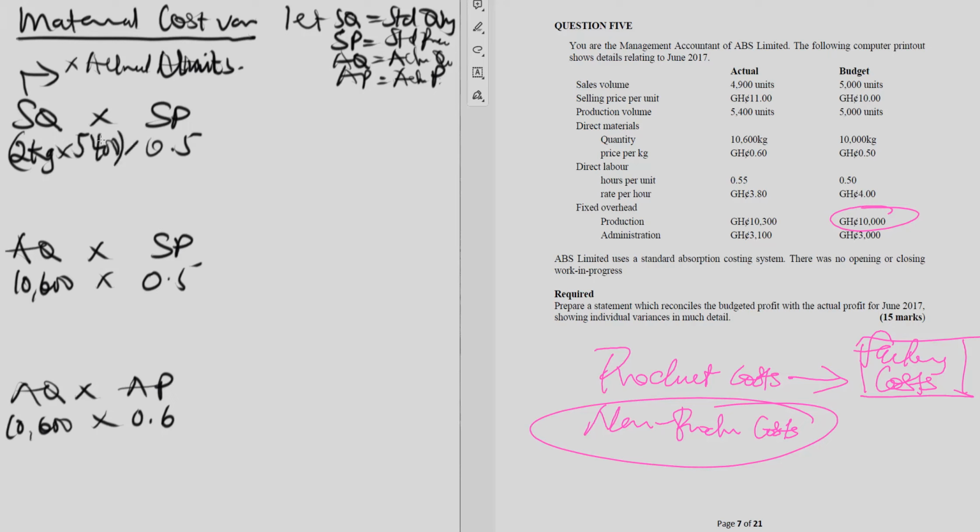Always make sure you remember to multiply by the actual units. So standard is always what we call the flexed. We flex it, we get the per unit, and now multiply by the actual units produced. So once we have this, we have our 2 kg by our 5,400. It means that we were expecting to use 10,800 at 50 pesos per unit. So that gives us 5,400 Ghana cedis.